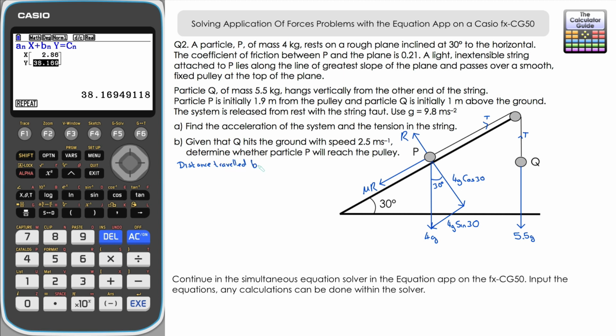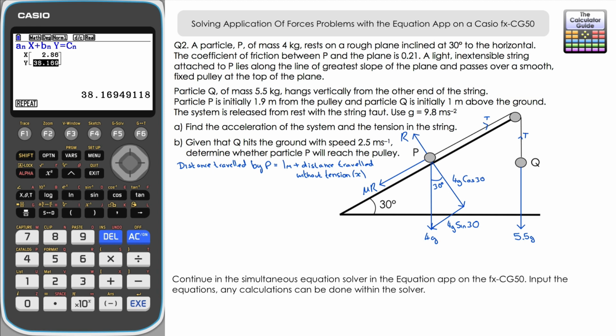When the system is first released from rest, what happens is that the taut string pulls P up towards the pulley. Well, how far does it travel until the string is no longer taut? Well, it will travel the same distance that Q travels when it falls down to the ground. And as soon as Q hits the ground, then the string is no longer taut. Well, how far is that? From the question, it says particle Q is initially 1 meter above the ground, which means particle Q can travel 1 meter before it hits the ground and the string is no longer taut. So therefore, particle P will be pulled 1 meter until that occurs.